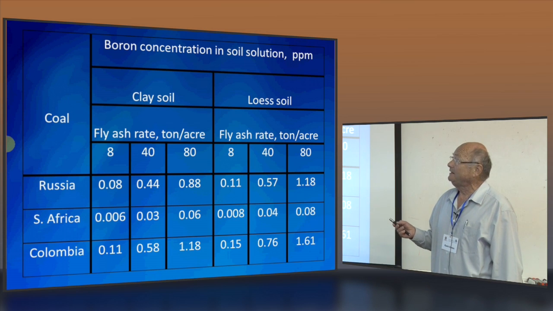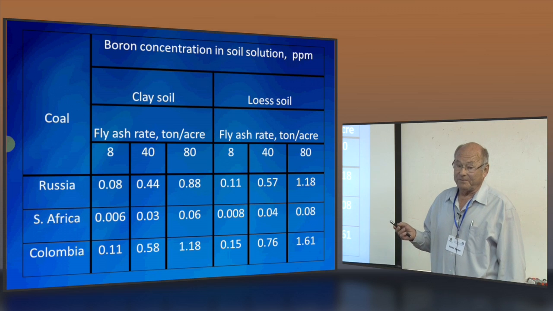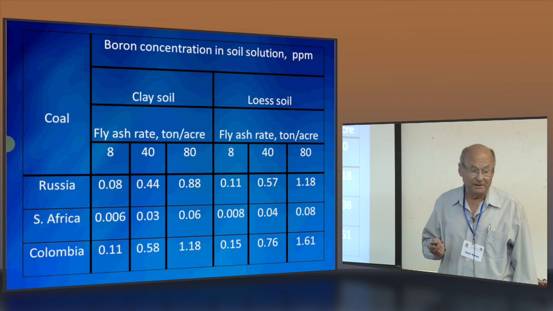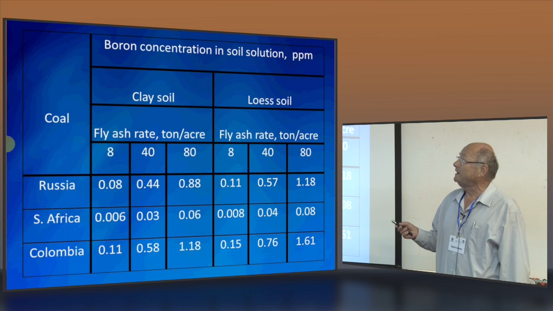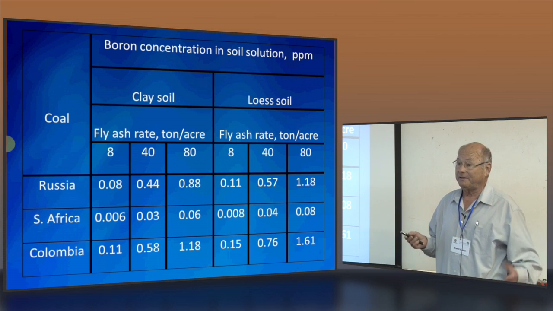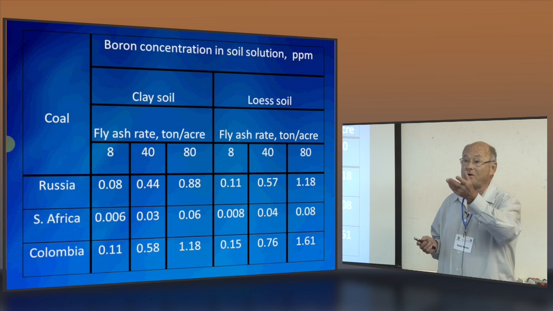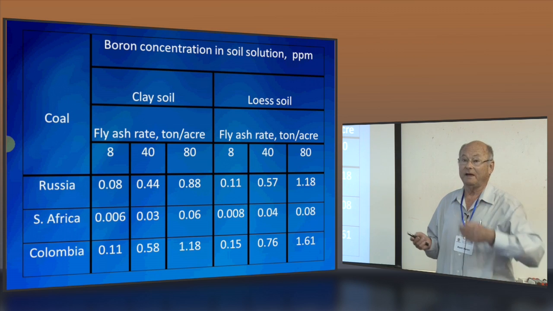Anyway, what I did, I did for two types of benchmark Israeli soil. One is clay soil, and the other is loess soil, which is in the Negev. Tomorrow, Pinchas will show you the clay soil.